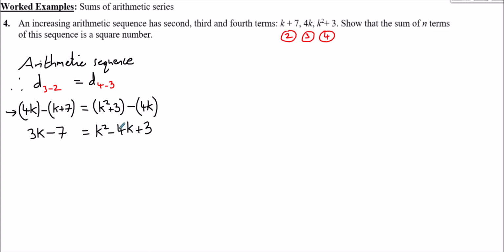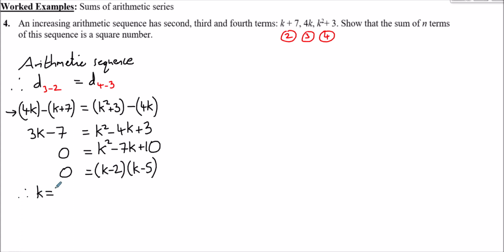Rearrange it so everything's on the same side of the equation. So if we subtract 3k from both sides, we're going to have k squared minus 7k. But if we add 7 to both sides, 3 plus 7 gives us 10. This will now factorise quite nicely. We want two numbers which multiply together to give 10, but when we add them together give negative 7. So those two numbers would be negative 2 and negative 5. So therefore k equals 2 or k equals 5.